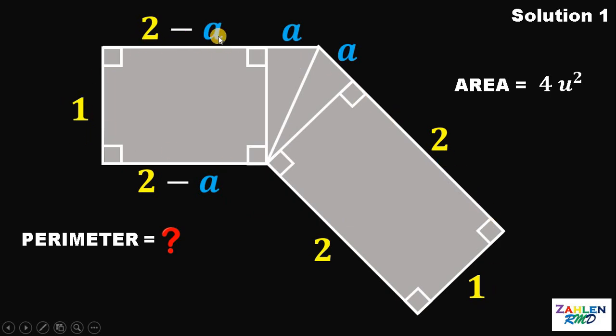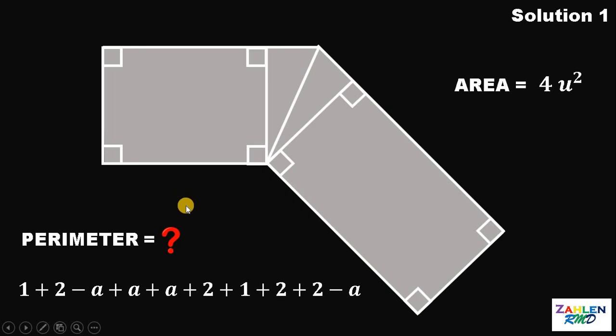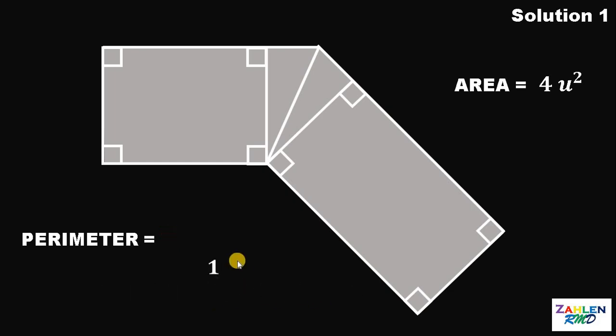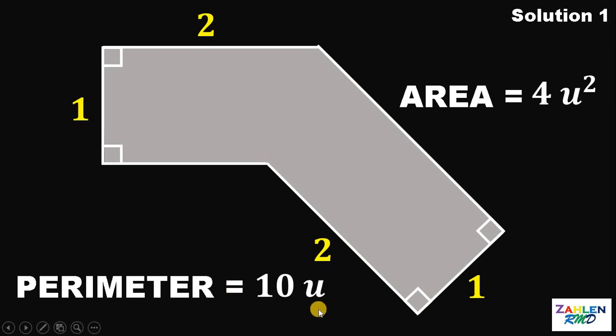So we have 1 plus 2 minus A plus A plus A plus 2 plus 1 plus 2 plus 2 minus A. Now take note that we have negative A and positive A. This cancels out. Positive A and negative A also cancel out. Therefore, what's left is 1 plus 2 plus 2 plus 1 plus 2 plus 2, or simply equivalent to 10 units. Therefore, the perimeter and area of this figure must be equal to 10 units and 4 square units, respectively. So this is our solution number 1.